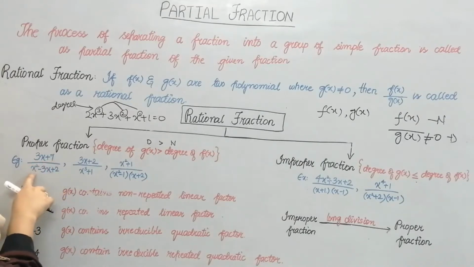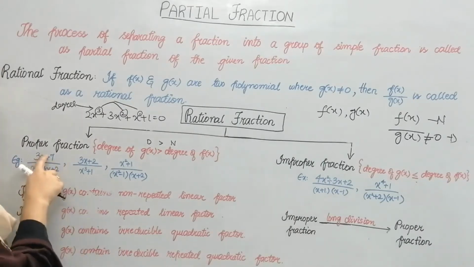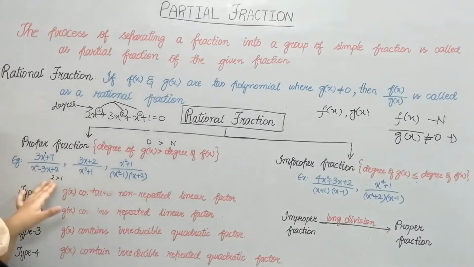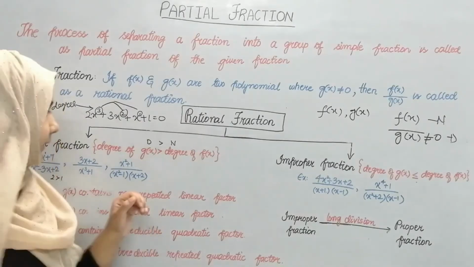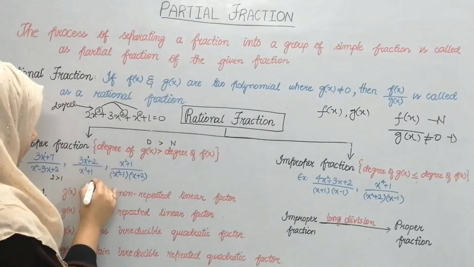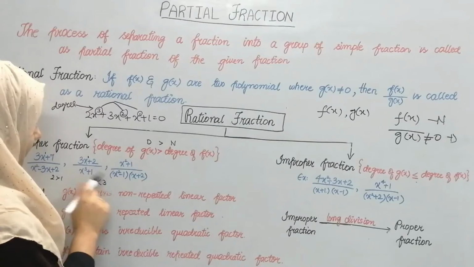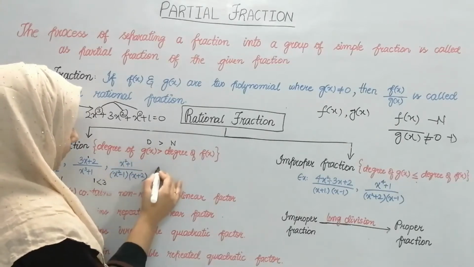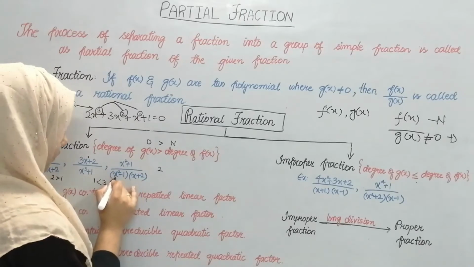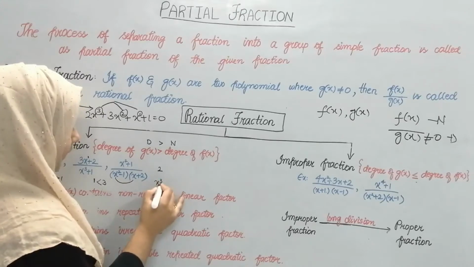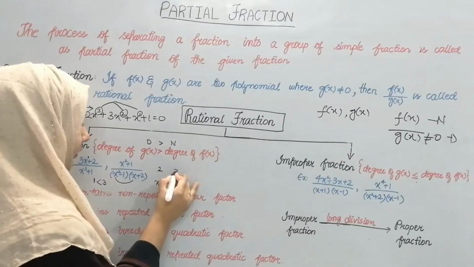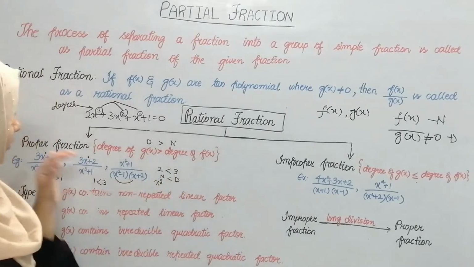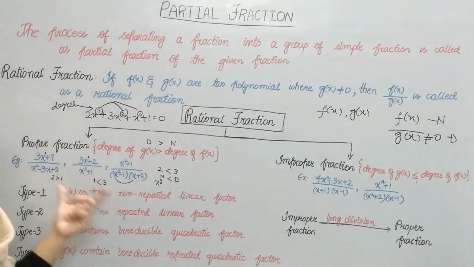See here, 3x plus 7 by x square minus 3x plus 2. The numerator has degree 1 and the denominator's highest degree is 2. So 2 is greater than 1, the denominator is greater than the numerator, so it falls under proper fraction. Next, here the degree of the numerator is 1, the degree of the denominator is 3. So 3 is greater than 1, that means it is a proper fraction. Similarly here, the degree of the numerator is 2. And in the denominator, x square will be multiplied with x, which gives x cube, so the highest degree is 3. So 3 is greater than 2, that means the denominator is greater than the numerator. These types of problems fall under proper fraction.